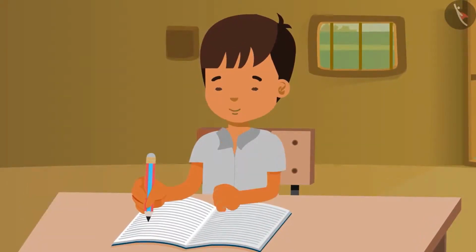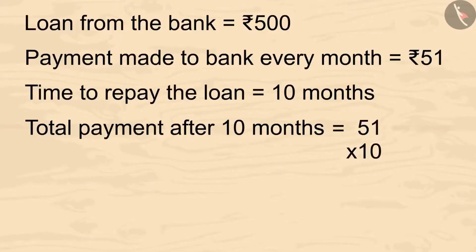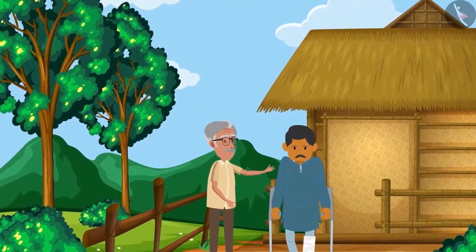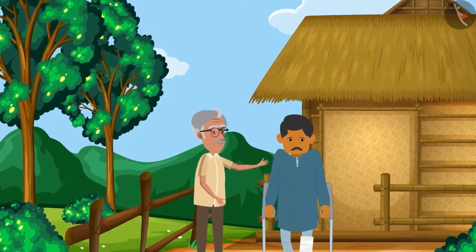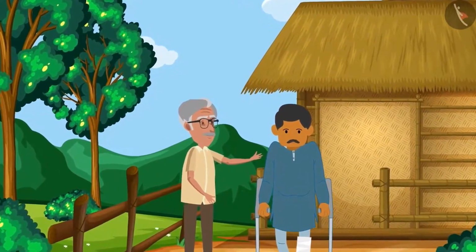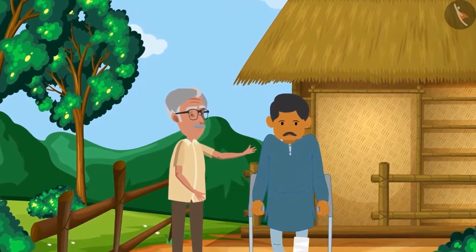We can calculate it like this. 51 multiplied by 10 gives 510. Vimal will pay 510 rupees to the bank in 10 months. Before taking money from the bank, one of the neighbors, Ghanshyam, suggested Vimal's father to borrow money from Pushkar, the moneylender.